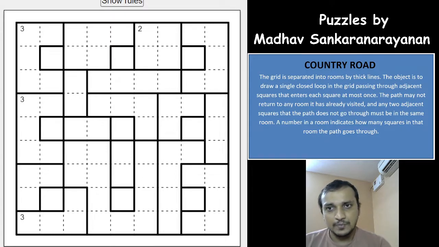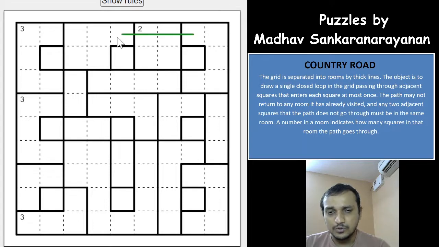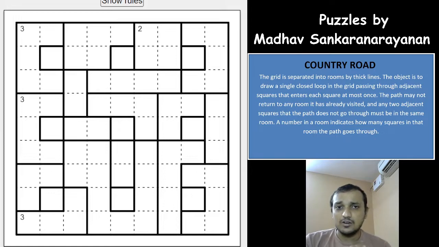Exit the region. And the number in the region indicates the number of cells used by the loop in that region. So if this is 2, there will be 2 cells used by the loop in that region. And another thing is that there will be some cells in the grid that will not be used by the loop, or the loop won't pass through those cells. So 2 adjacent cells not passed by the loop will have to be in the same region.